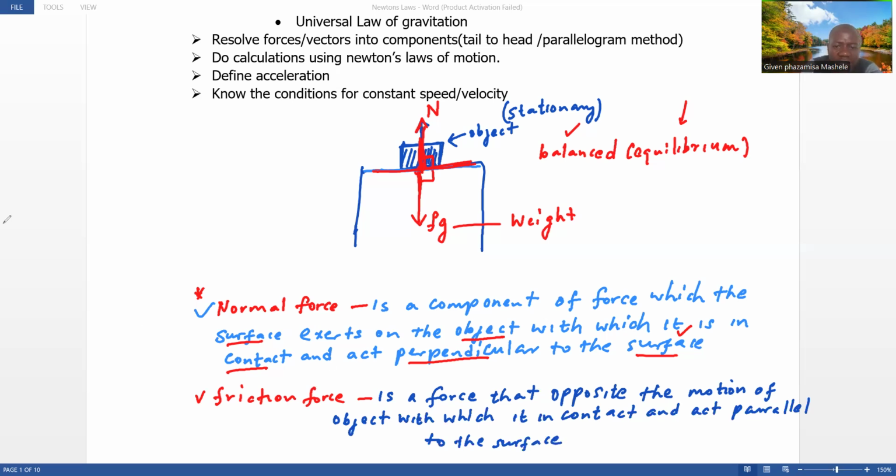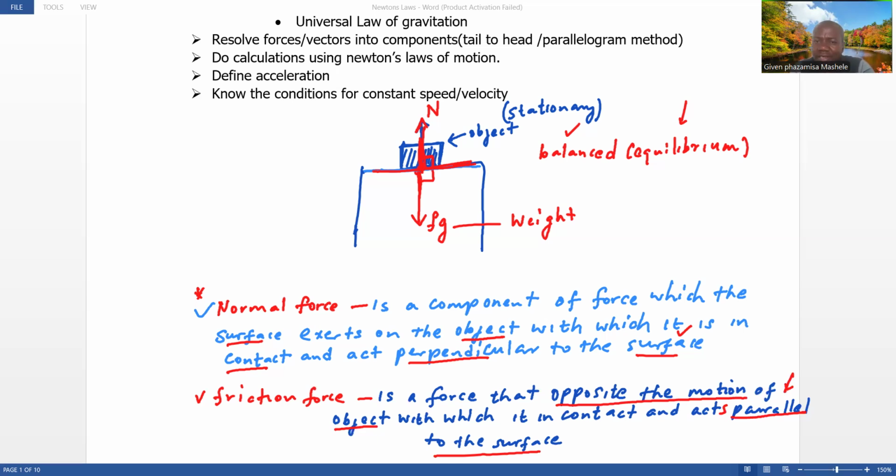I think what is important here is to be able to know that we're talking about the one that opposes. The force that opposes the motion of an object with which it is in contact and acts parallel to the surface. It acts parallel, not perpendicular like normal. So a frictional force is a force that opposes the motion or the direction of motion of an object, and it acts parallel to the surface.